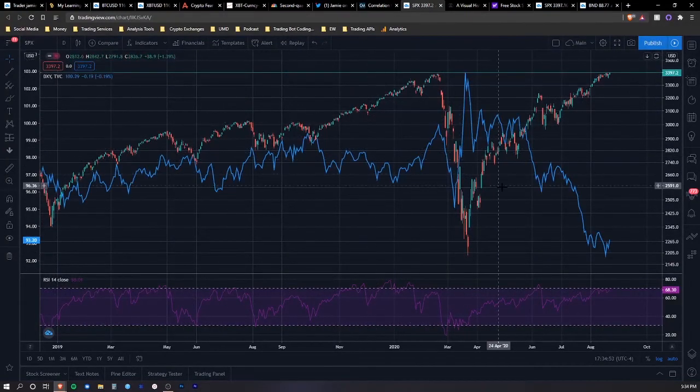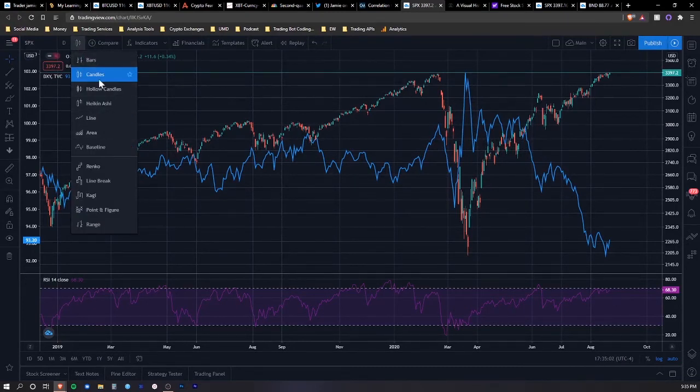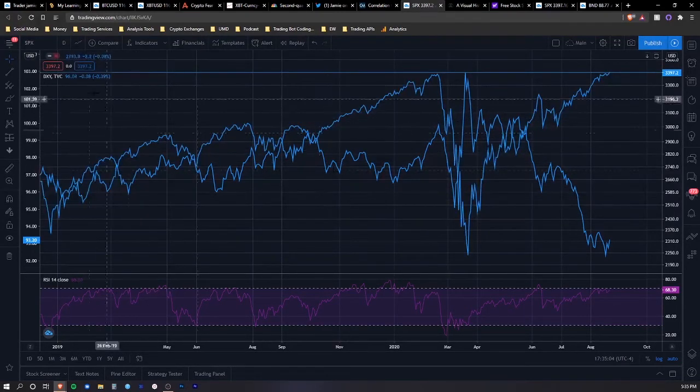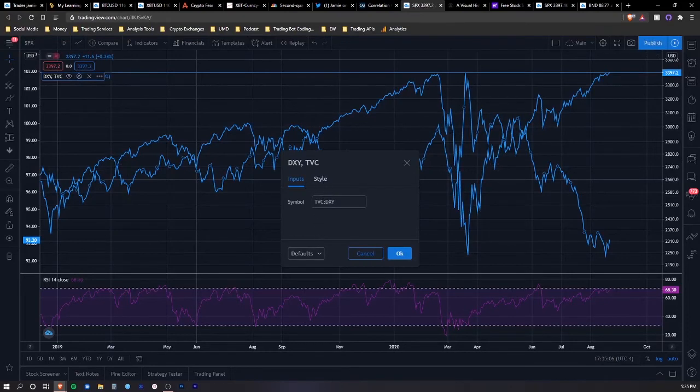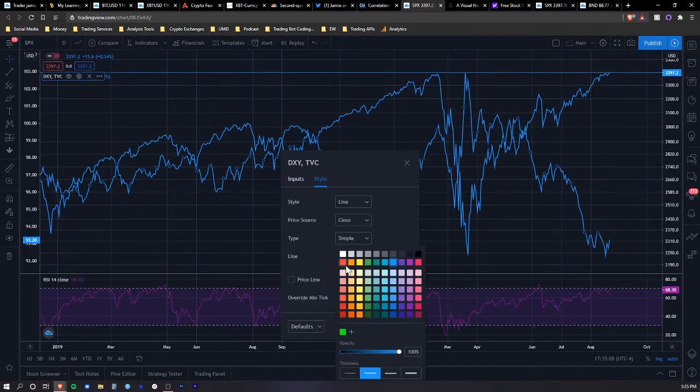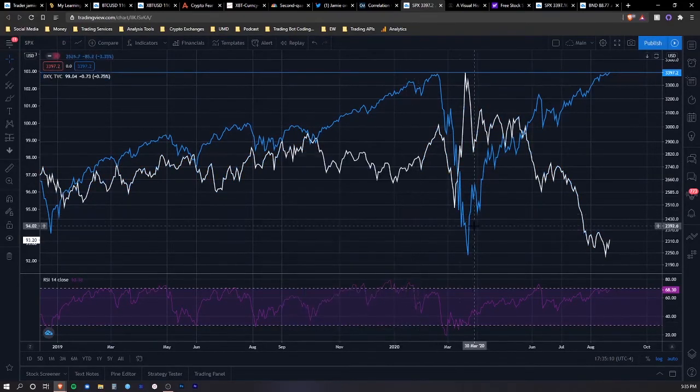And right here is the DXY. So this is the index of how much the US dollar is worth. I'm going to change it to white real quick. I don't know why I didn't do this before. So, oh no, I was supposed to pull up the Bitcoin chart first. Yikes.